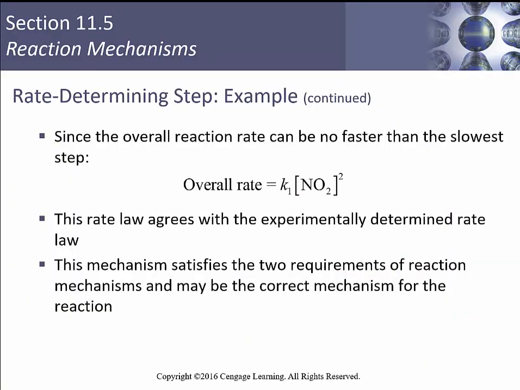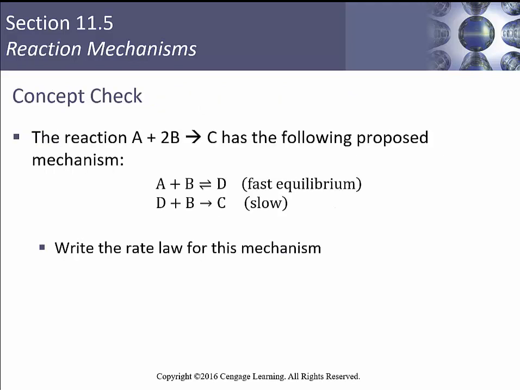Since the overall reaction rate can be no faster than the slowest step, our overall rate was just k1, which is the step where we're looking at the NO2s bumping into each other. This rate law agrees with the experimentally determined rate law. And this mechanism satisfies both requirements of the reaction mechanism and is going to be considered a correct mechanism.